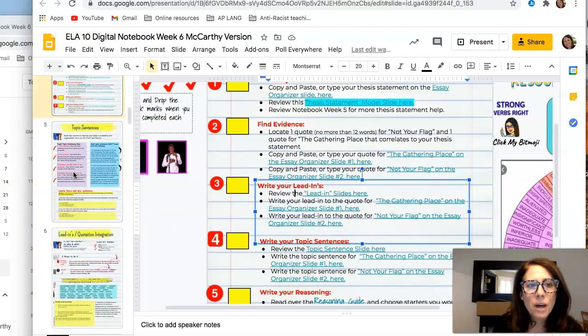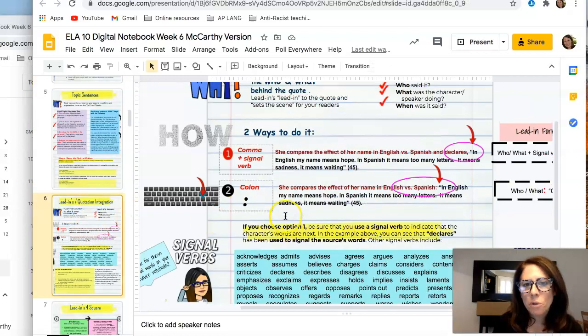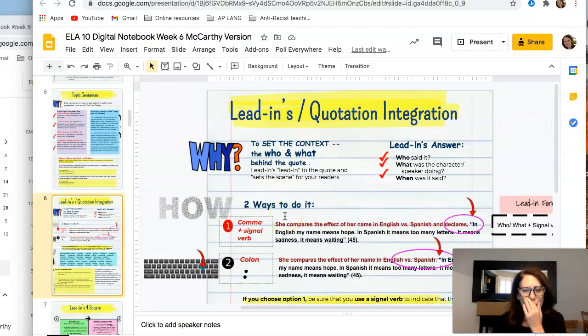That's in the notebook as well. It looks like this. It's page 6 in my notebook. You'd have to look to see what page it is in yours, but it looks like this. So lead-ins introduce the quote. Like if I had to give you one simple definition, they introduce the quote.